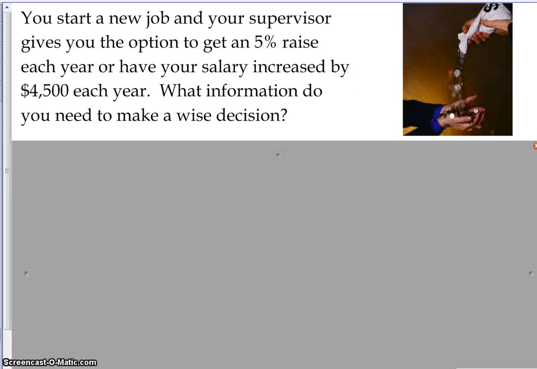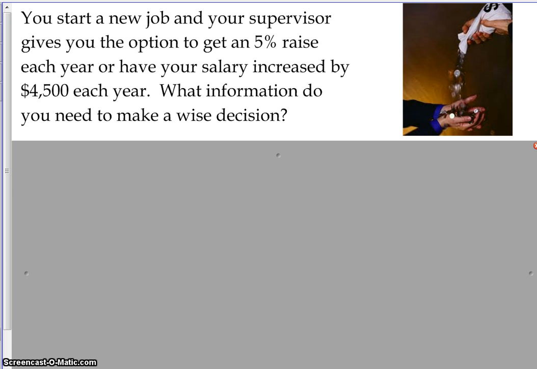So we're going to start with this: you're starting a new job and your supervisor gives you an option. He says you can get a 5% raise each year, or you can have your salary increased by $4,500 each year. What information do you need to make a wise decision on which option you want? Do you want to go up by a regular amount every year, or do you want a percentage increase?